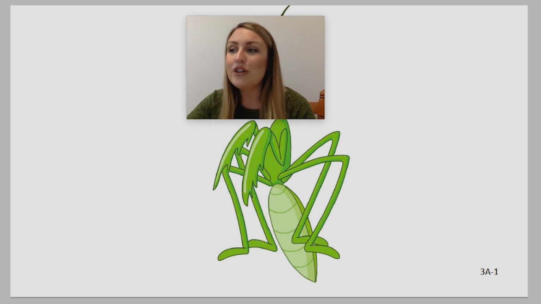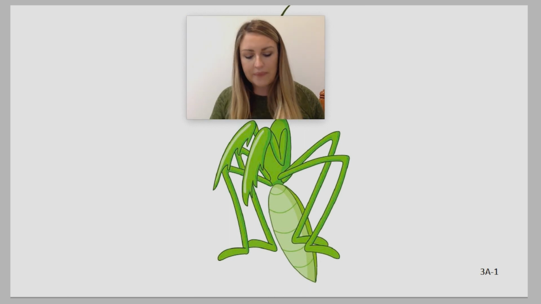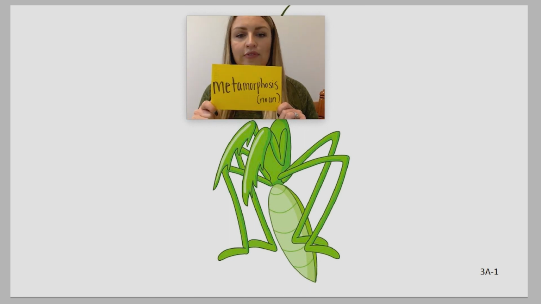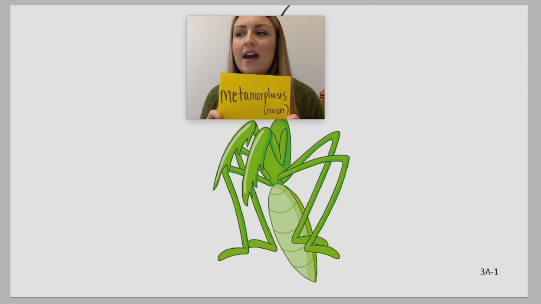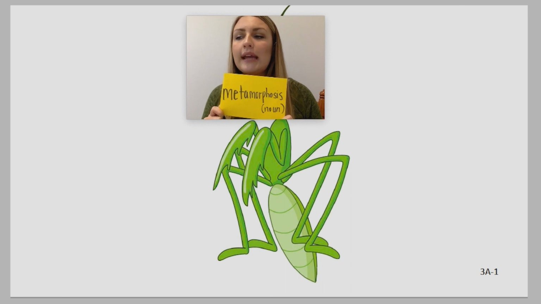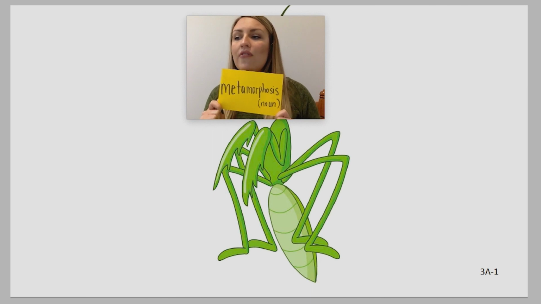Let's check out some new vocabulary words now. Metamorphosis. You say it. Metamorphosis. This word is a noun. The definition is the process of change taking place in 2 or more distinct stages in the life of an insect. An example could be tadpoles develop into frogs during a process of change known as a metamorphosis. You might also hear the plural form, metamorphoses.